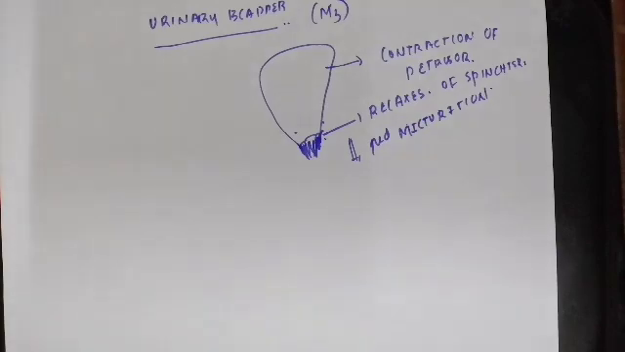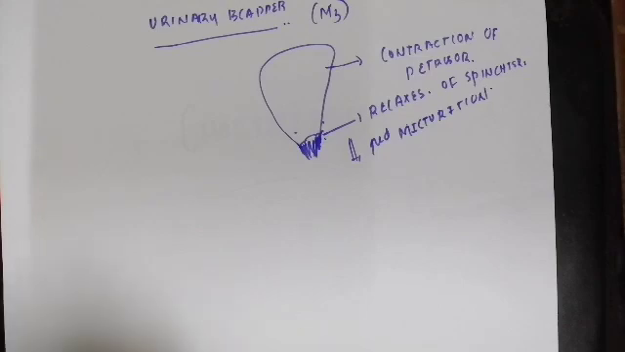So you can use cholinergic drugs for patients presenting with urinary retention. To treat urinary retention, we can use cholinergic drugs because cholinergics act on the bladder and increase micturition by causing contraction of the detrusor and relaxation of the sphincter. So that is the application.